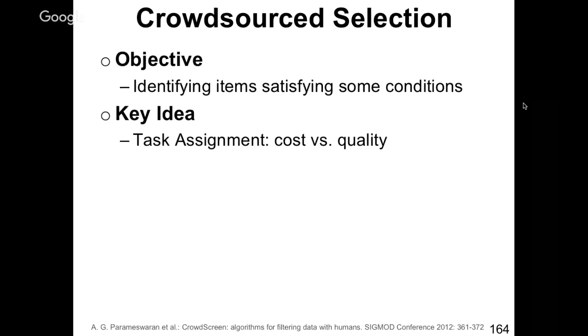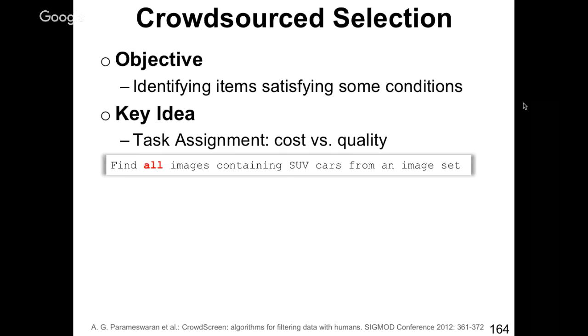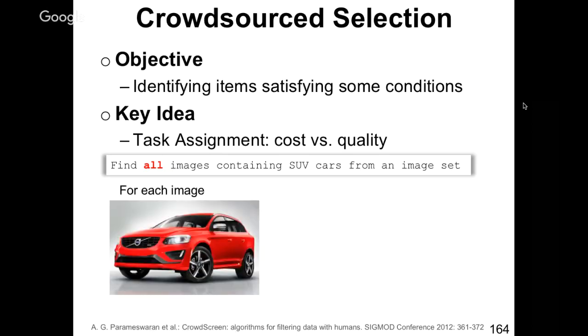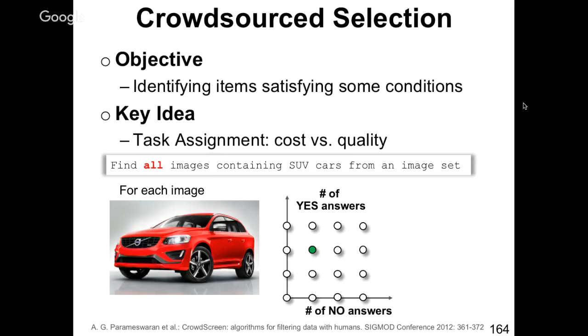Then I will briefly talk about each operator one by one. The first one is select. It's quite similar to the select operator in traditional DB systems, but the difference is that we need to use crowdsourcing for the filtering criteria. The first work about crowdsourced selection is trying to find all items satisfying some conditions, for example, find all images containing SUV cars from an image site.